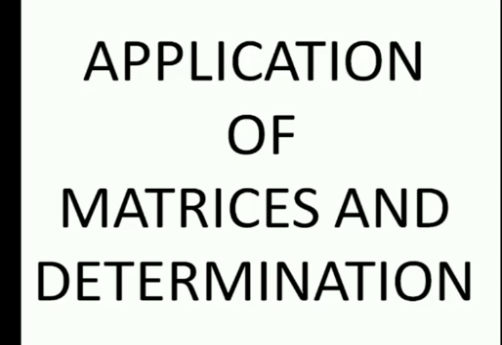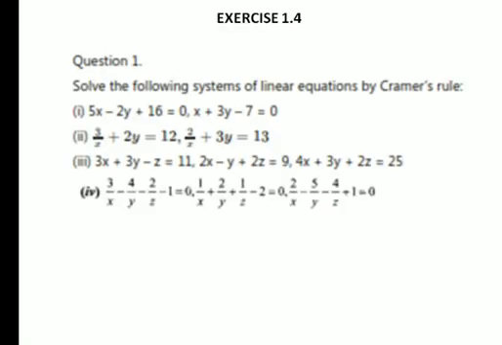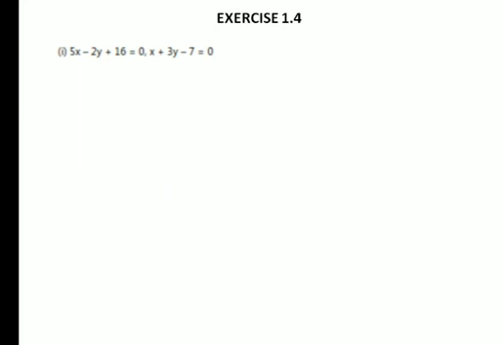Today, Mathematics, Chapter 1, Application of Matrices and Question number 1. Solve the following system of linear equations by Cramer's rule. First question: 5x minus 2y plus 16 equal to 0, x plus 3y minus 7 equal to 0.